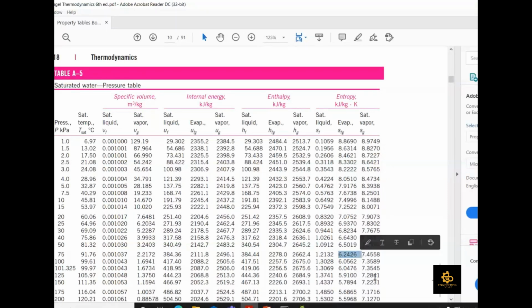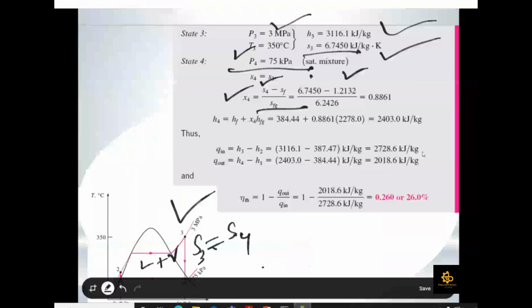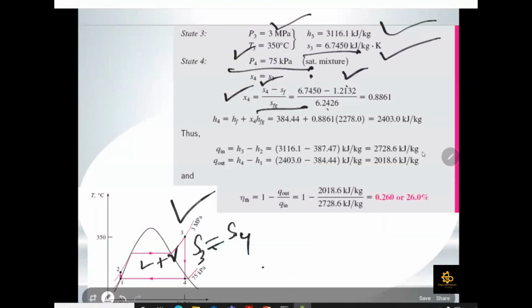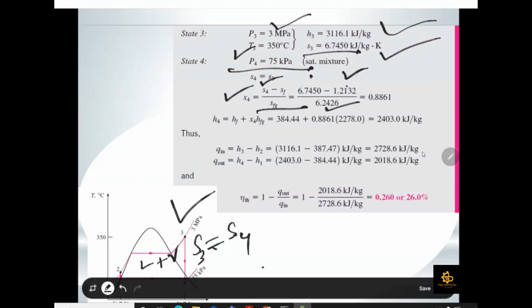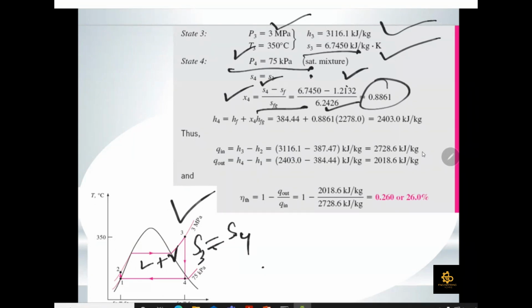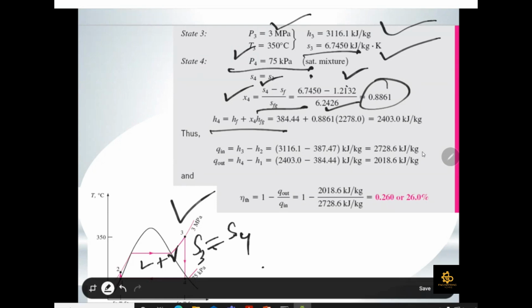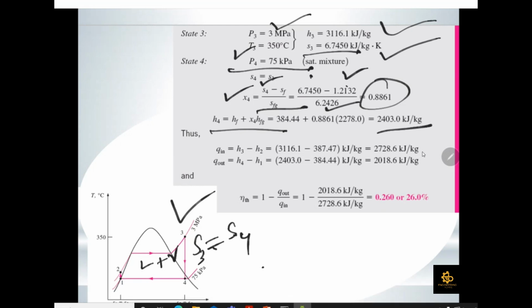6.2426. Okay, so now your values are given. So here are these values: 1.2132 and 6.2426. Now put all these values and you can easily find out your quality. Once the quality is known to you, you simply put it again in this equation, H4 is equal to HF plus x4 HFG, and you can find out the value of your enthalpy at point number 4.